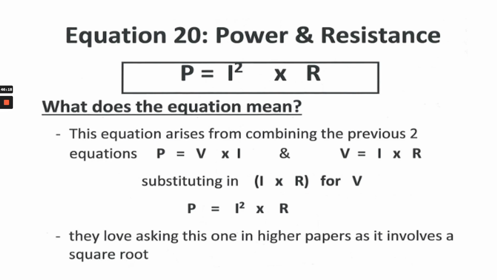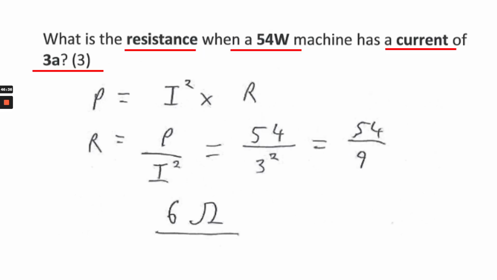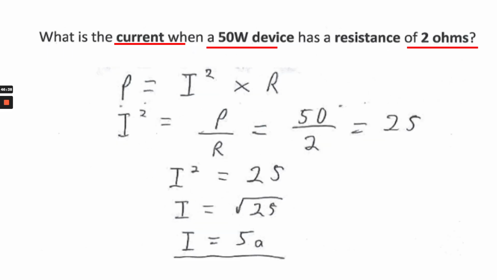Now onto this equation. Power is equal to I squared times resistance. They particularly like asking this on higher level papers because it involves the square root. Here's where it comes from mathematically, combining these two equations. And here are some examples. Easy, more like what you'll get at a higher level question, but they'll probably ask you at a higher level to find the square root at the end.